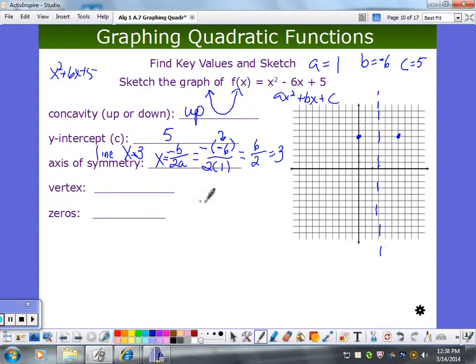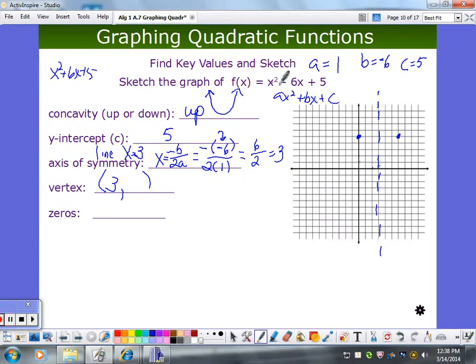Just like that. Now I have to find the vertex. The vertex is my turning point. This is where you're folding your paper. You're always going to have your vertex where you fold the paper, right? It's down, whoop, now it's up. That's where your turning point is. So what is the x value of the vertex? 3. Because it's on the axis of symmetry, and every point on the axis of symmetry has an x of 3. If I know the x is 3, how do I find its matching y value?